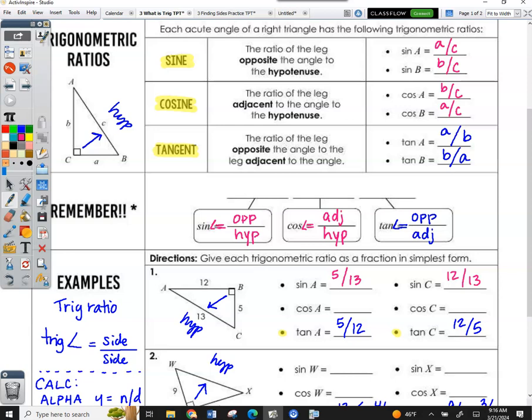Cosine's adjacent over hypotenuse. What's adjacent to A? 12. What's the hypotenuse? 13. Cosine C. Adjacent to C. 5. Hypotenuse. 13.